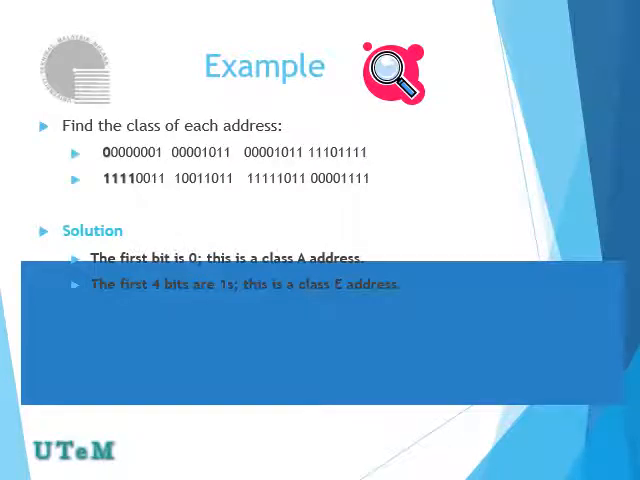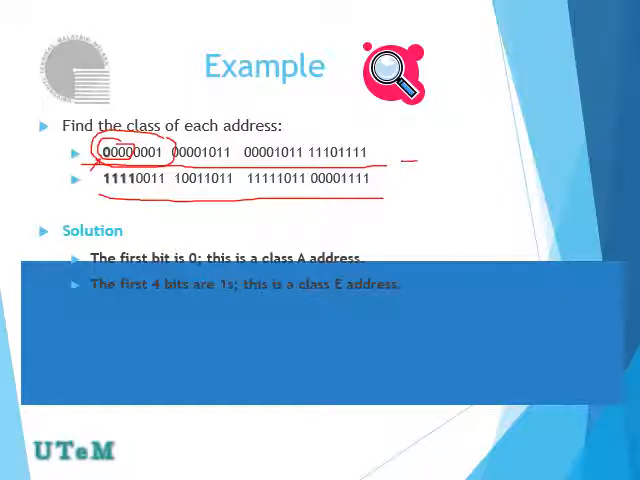Okay, this is an example using binary notation. If you want to determine the class, look at the first octet, the first 4 bits. If the first bit is 0, then class A. If all 4 bits are ones, then this is class E. Easy, isn't it?